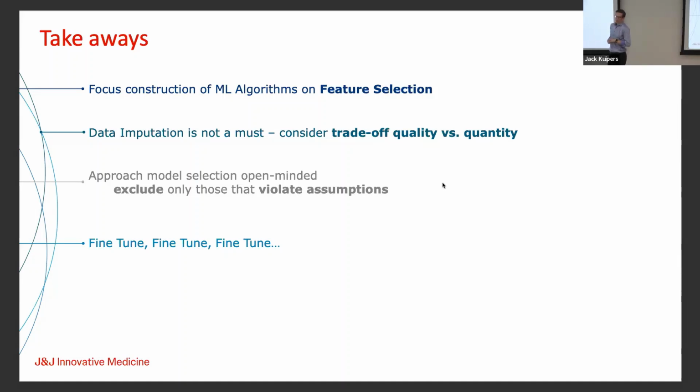Imputation is not a must. Consider the trade-off. I mean, it goes without saying. I would not always impute data. I mean, of course, when we're talking about real-world data, it may make sense because the bigger the data size, the easier it is to impute and the more reliable the results are. Yeah, exclude only those that violate assumptions.